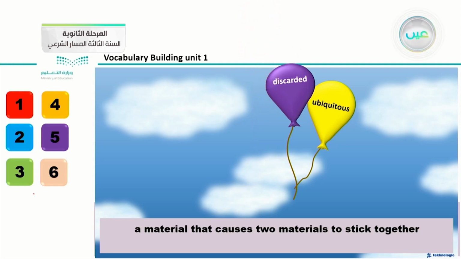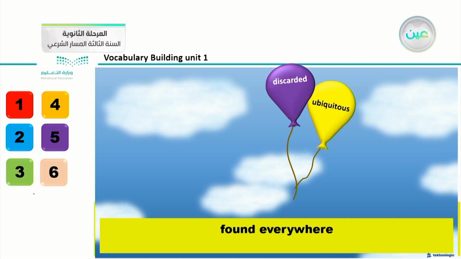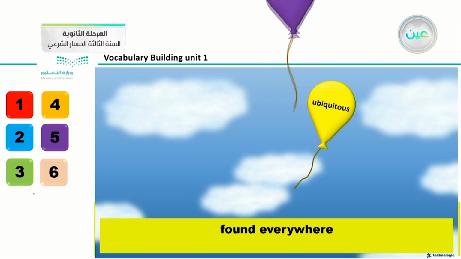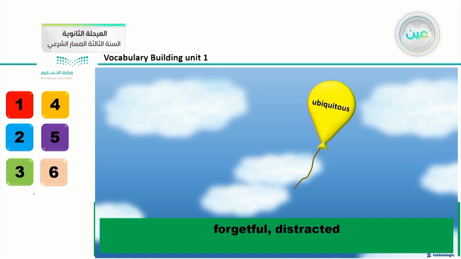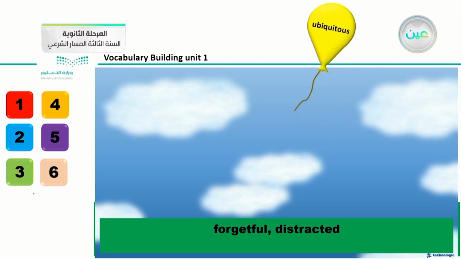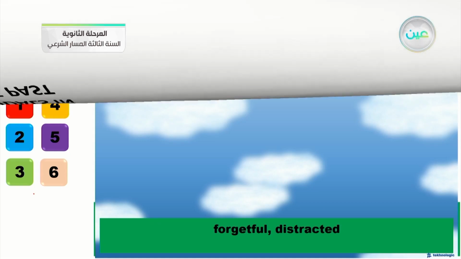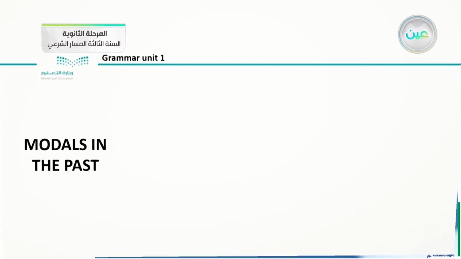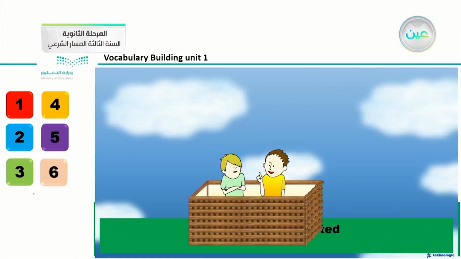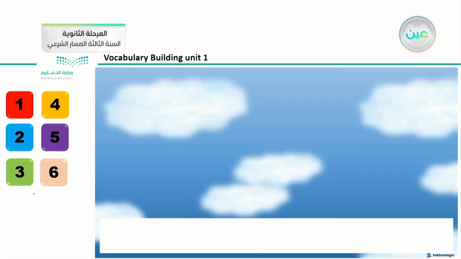And 5, discarded. What do you think it is? We can say it's found everywhere. And the last one is ubiquitous. What's the meaning of it? We can say forgetful, distracted. That is the meaning for that word. From this exercise or game, we found that we have 6 vocabulary quick checks through that unit, and we already discussed it. Now we will go to the second exercise, or second page, sorry.